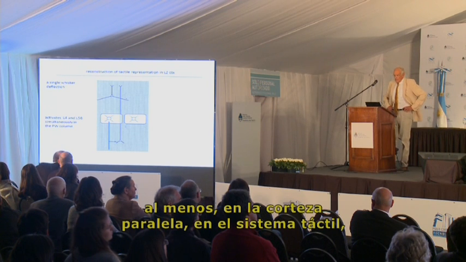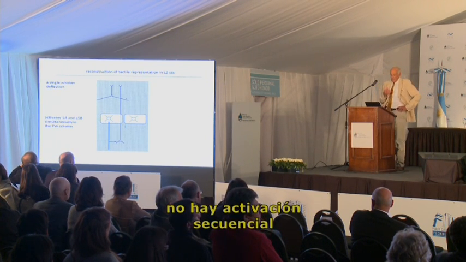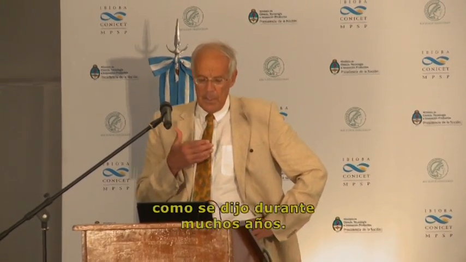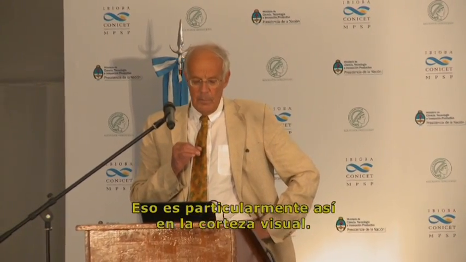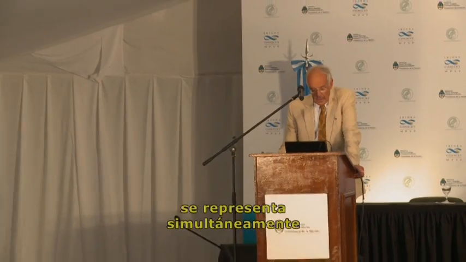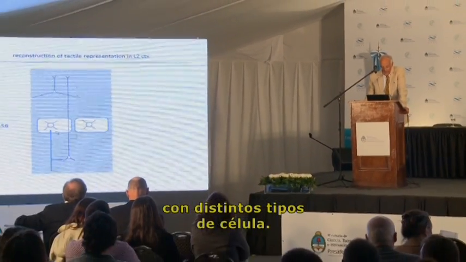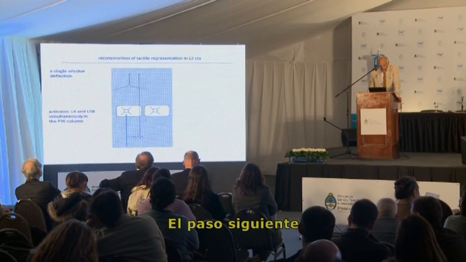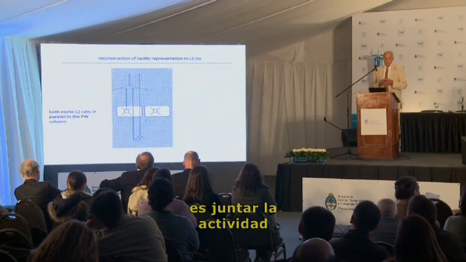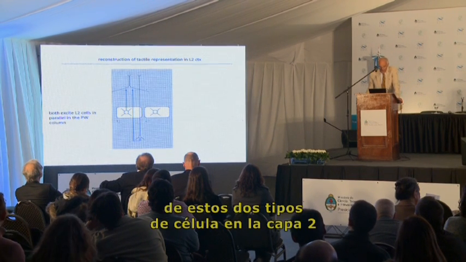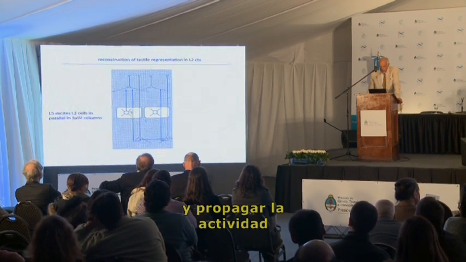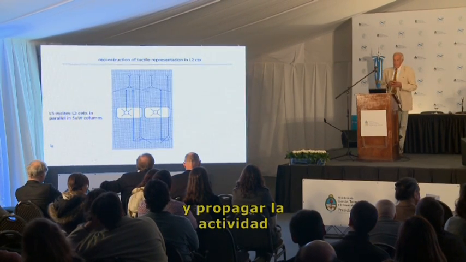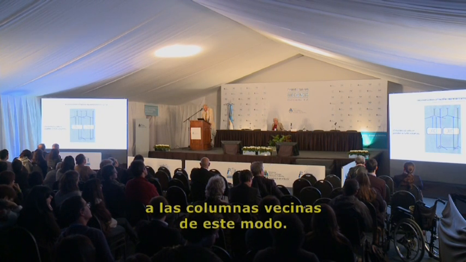At least in the barrel cortex, in the touch system, there is not a sequential activation of different cell types as it has been proposed for many years, especially in the visual cortex. What's happening in the tactile cortex is that a deflection is simultaneously represented by different cell types. This is an example of a layer 4 and a layer 5B cell. The next step then is a conveying of the activity from these two types of cells into layer 2 and a spread of the activity into the neighboring columns via these deep layers.